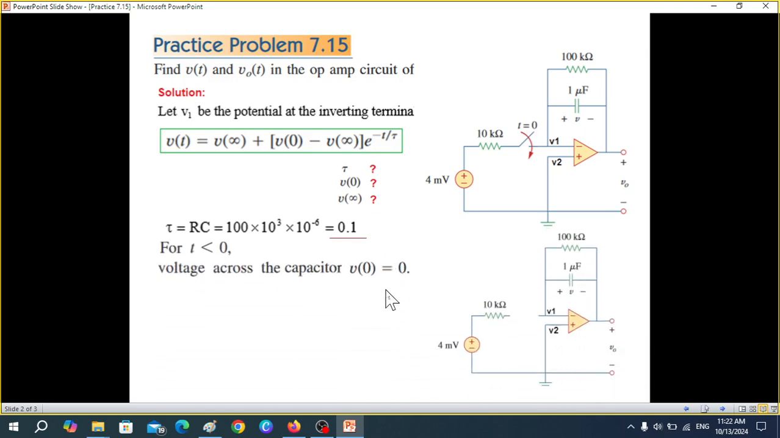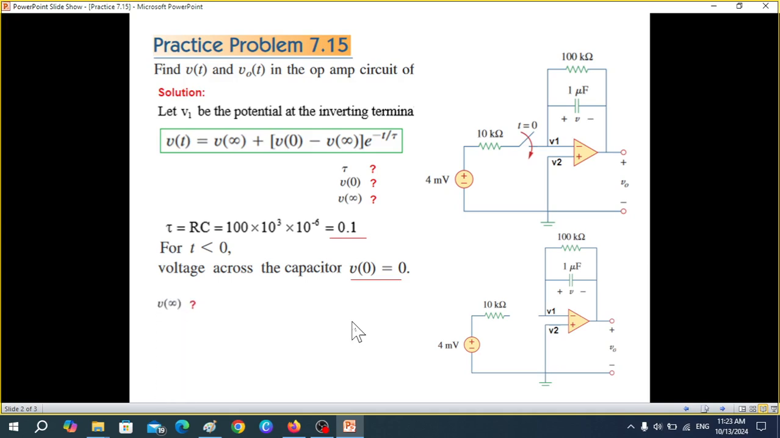Now the second one. For t less than 0, the voltage across the capacitor is 0. For t less than 0, the switch is open, and that means this voltage does not have any effect on the capacitor. So the capacitor will not charge, and the capacitor voltage will be 0. That means here we can write that V0 is equal to 0. So the second point we have found.